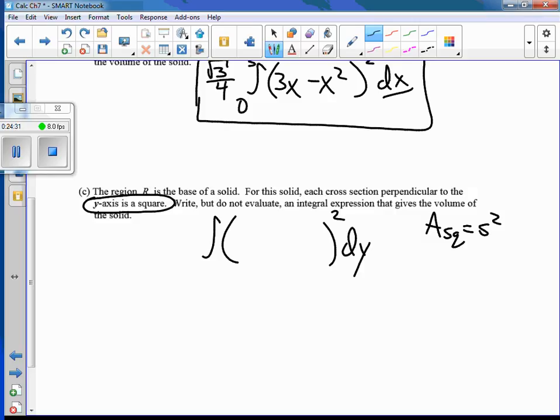Now it says write but do not evaluate an integral expression that gives the volume of the solid. Now it says it's with respect to y, so I need the functions with respect to y. I have the area of a square, so that's squared. Now I need the limits.